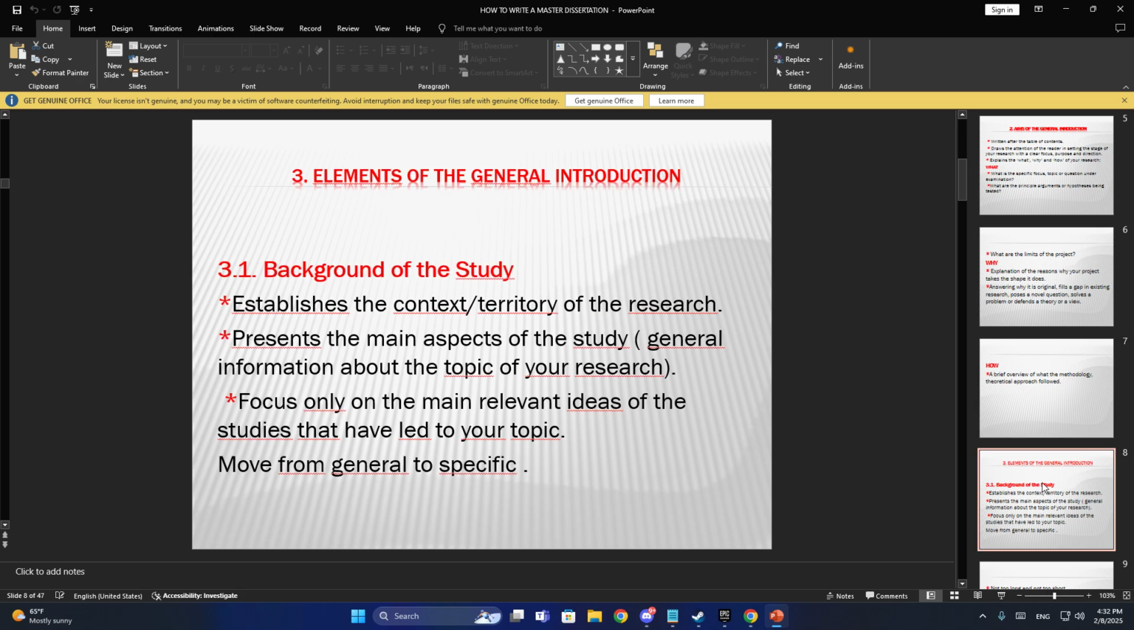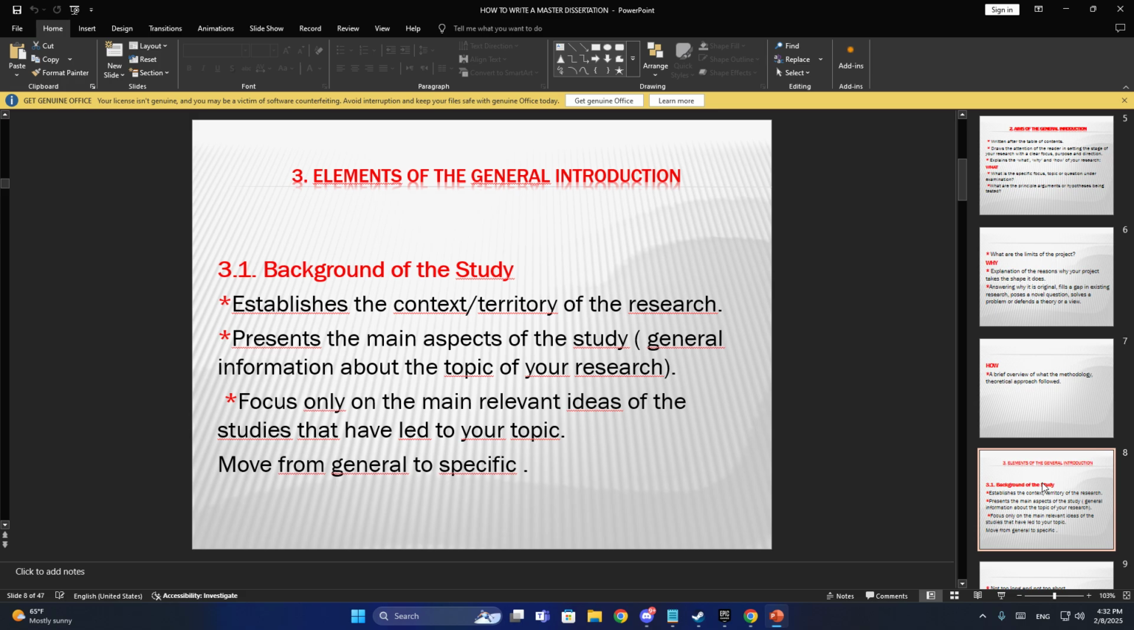So, the main elements of the general introduction. We start with the background of the study. Here it is like the general pool in which I put the topic of my dissertation. So here I'm going to delimit the field that I am going to study. It establishes the context, the territory of the research.